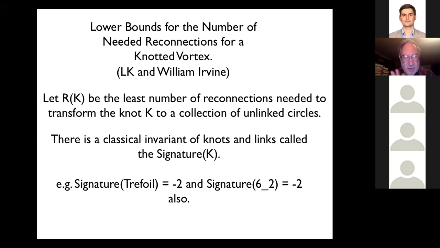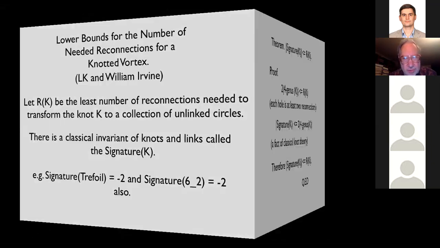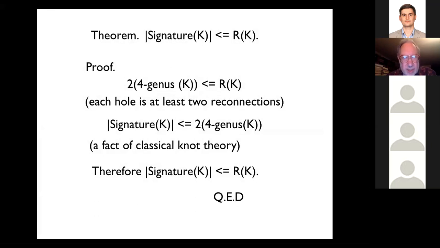There's a classical invariant of knots called the signature of knots. And it calculates to be -2 for the trefoil and -2 also for 6-2. And one has that the absolute value of the signature of the knot is less than or equal to the reconnection number. And the proof of it goes as follows.